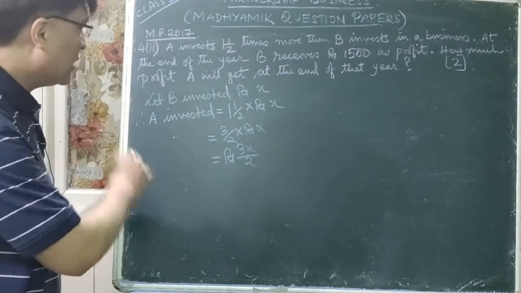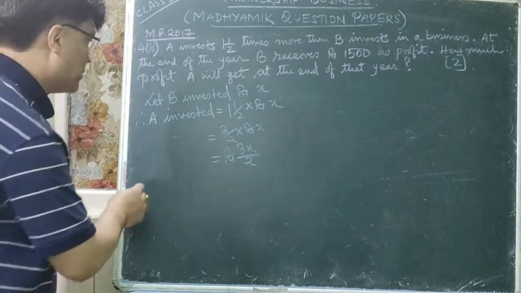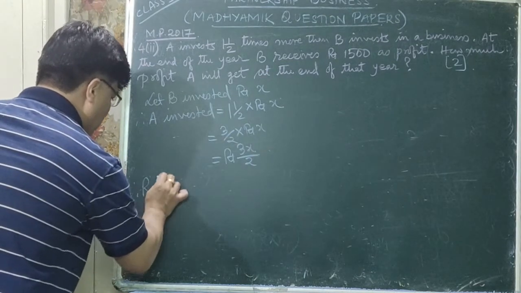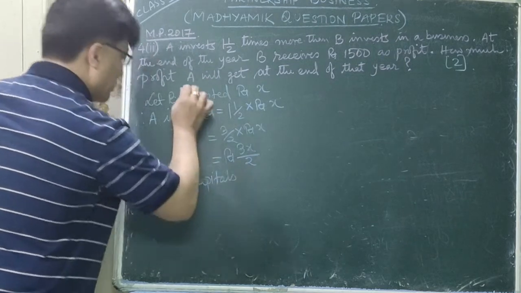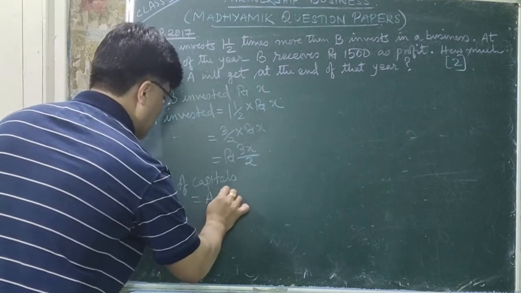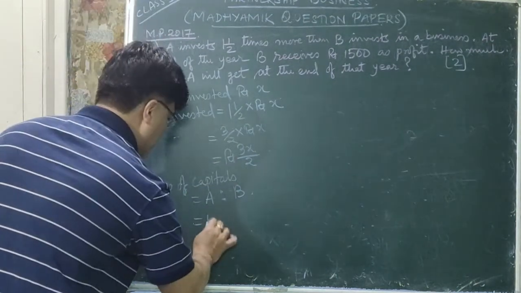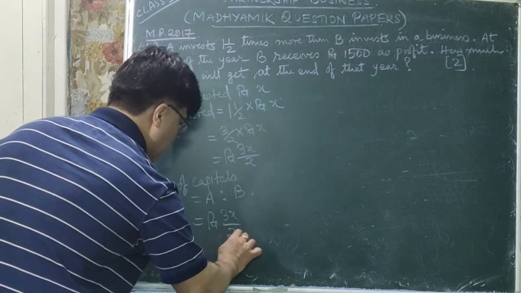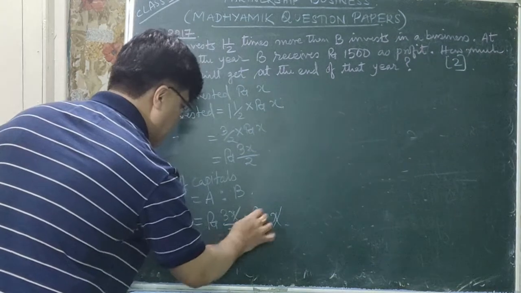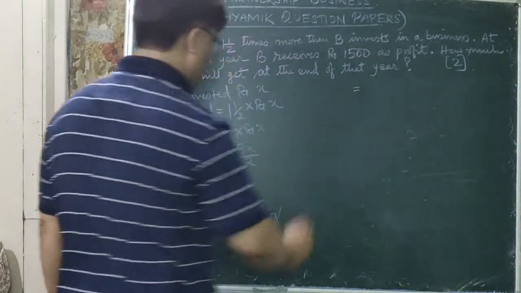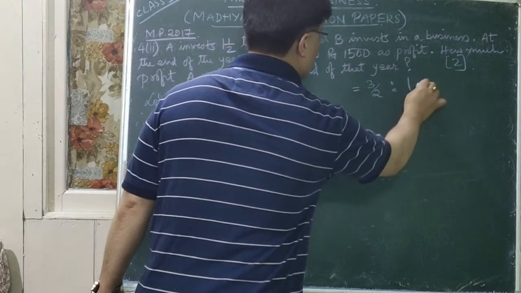Okay, so let us find out the ratio of their investment or ratio of their capitals. So ratio of capitals is equal to A is to B, which is equal to A's investment rupees 3x/2 is to B's investment rupees X. Here x and x get cancelled, rupees gets cancelled. So which is equal to 3/2 is to 1.